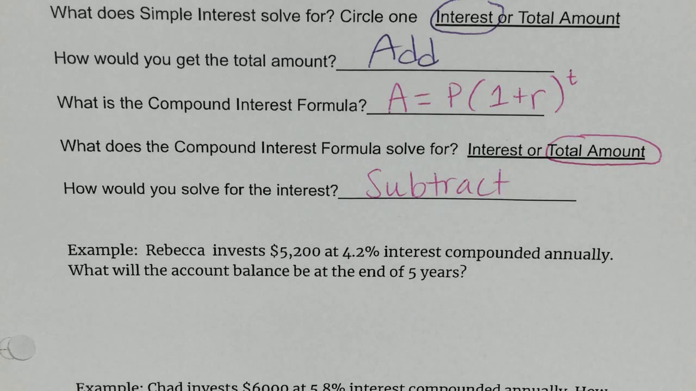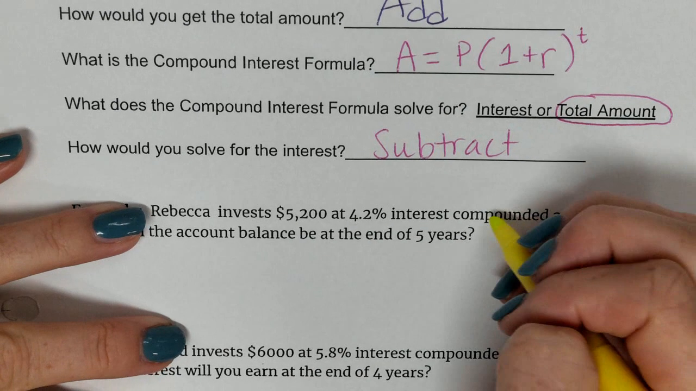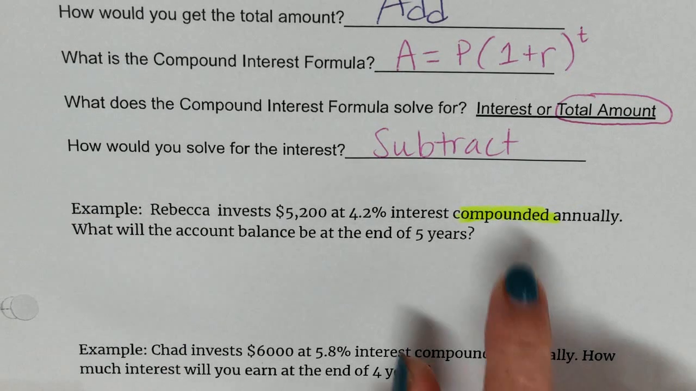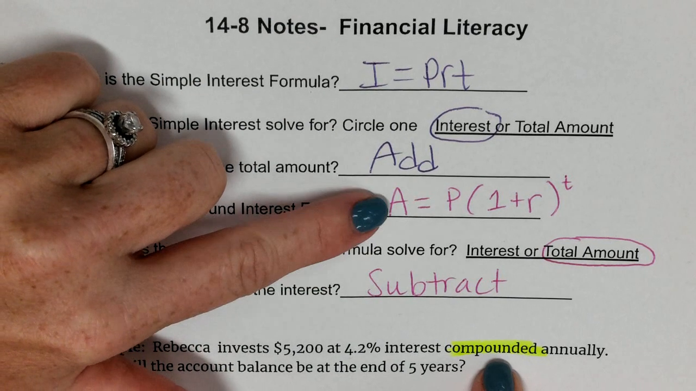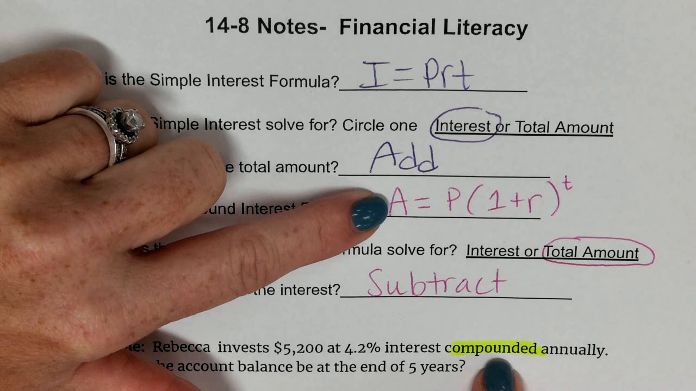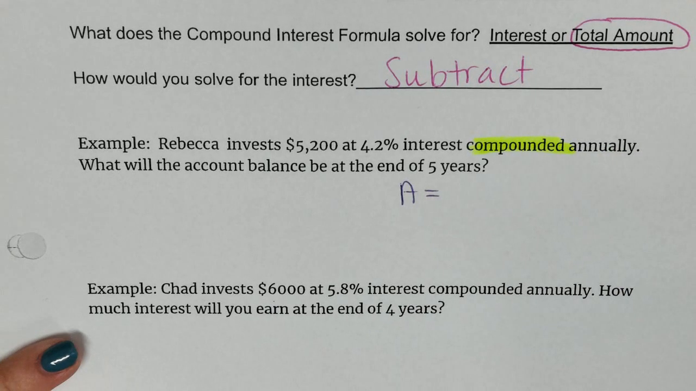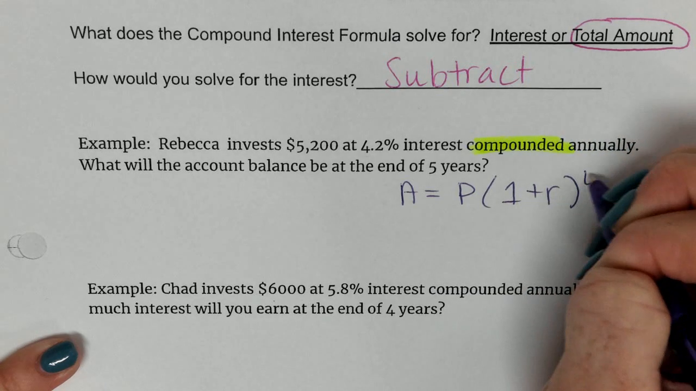The first example says, Rebecca invests $5,200 at 4.2% interest compounded annually. What is the clue word that you saw in this problem? Compounded interest. So what formula, before I read anything else, am I going to write? The one with the parentheses. A equals P, open parentheses, 1 plus R to the T power. So write that formula down. I should see everybody writing.